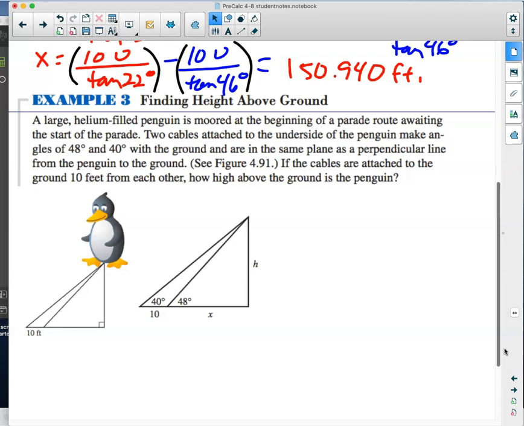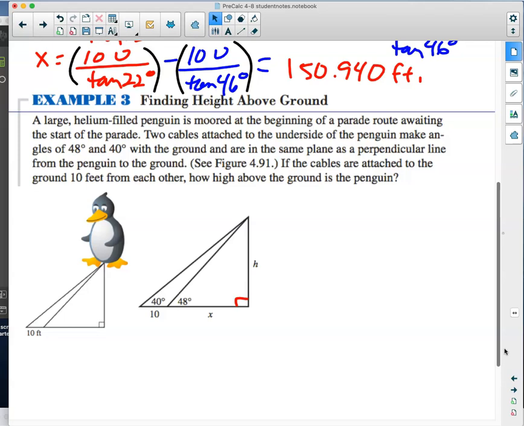Two cables attached to the underside of the penguin make angles of, and here they are right here, 48 and 40 degrees with the ground, and they are in the same plane as the perpendicular line from the penguin to the ground. Really important to us because we want a right triangle in here, and that's what they just told us. Perpendicular to the ground. That's really important. Now, if the cables are attached to the ground 10 feet from each other, well, that's marked on there, good. How high above the ground is the penguin?